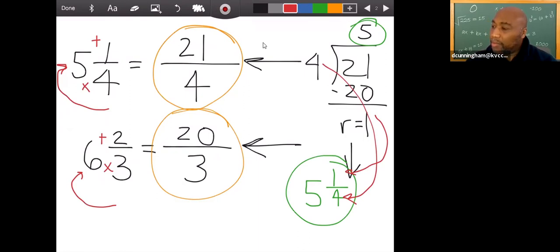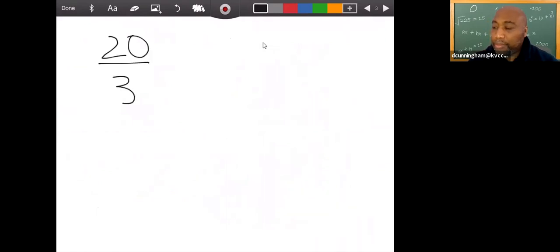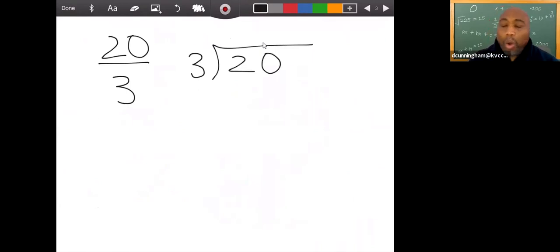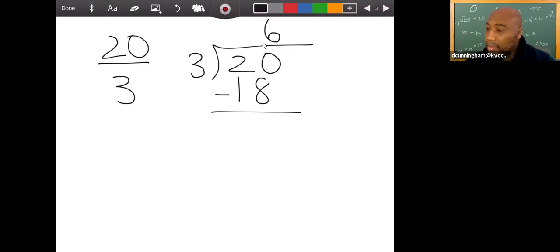Let's look at another example. Again, 20 over 3. Let's use long division. What number do you multiply by 3 without going over that is close to 20? In our case, I think we can use 6, because 6 times 3 is 18. Put that, subtract. Here we have a 2. 3 cannot go into 2. And so that's our remainder.